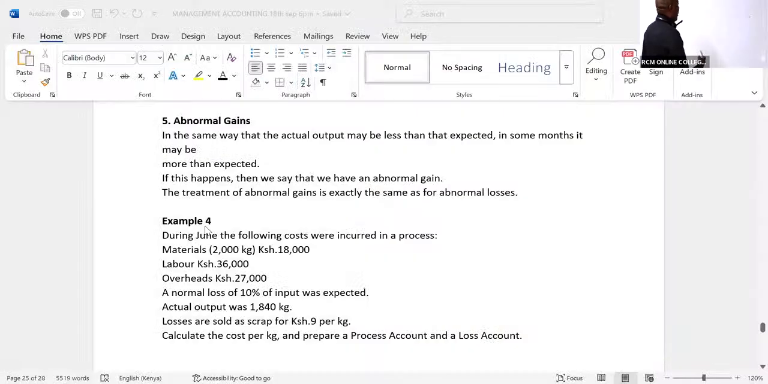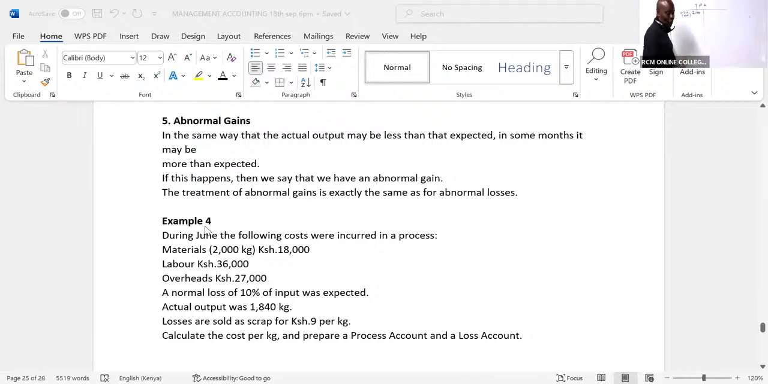Yeah, so we do a throughput account. So the throughput account, yeah, it's a material movement account. So I can see input in the form of materials. The input there is 2000 kgs.